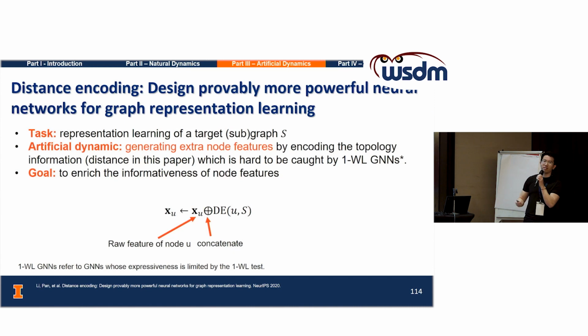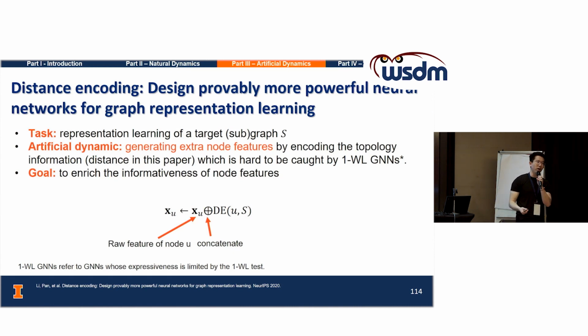So if the subgraph contains only one node, then the task is fundamentally representation learning for a node, right? If the subgraph contains two nodes, then it generates a representation for a node pair, and this task can be naturally transferred to tasks like link prediction. And if the target subgraph includes all the nodes in the graph, then the task is fundamentally graph-level representation learning.